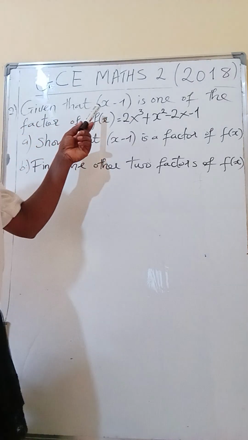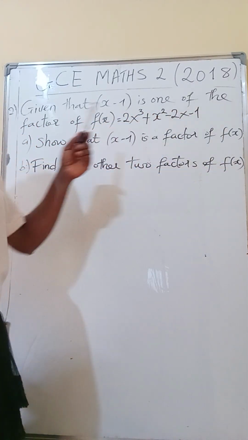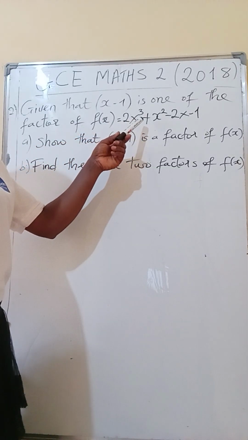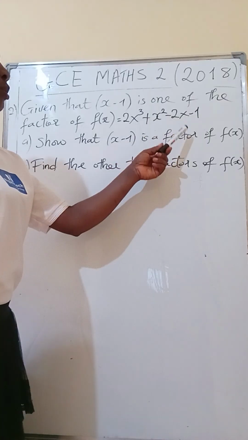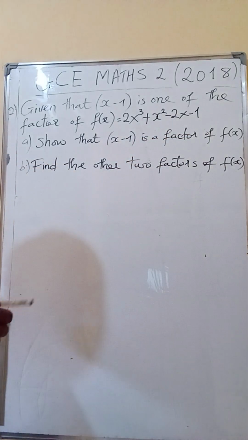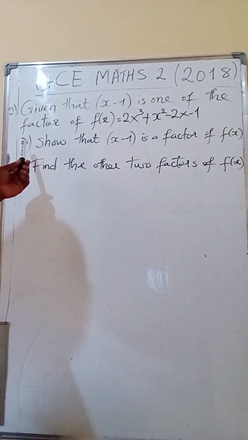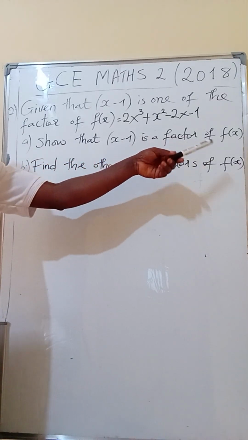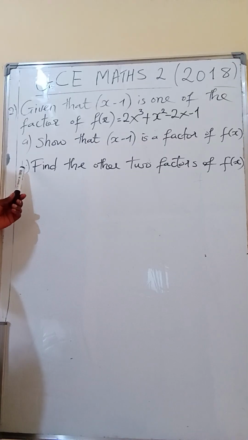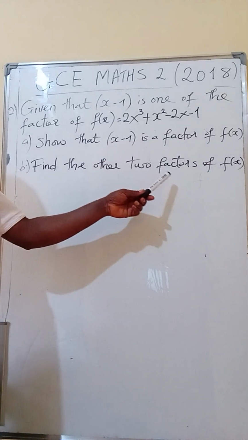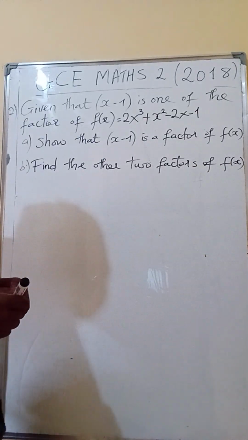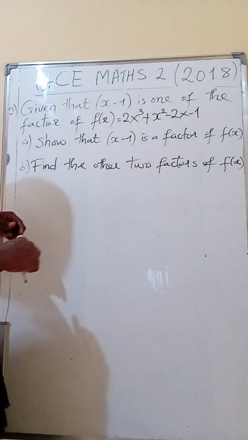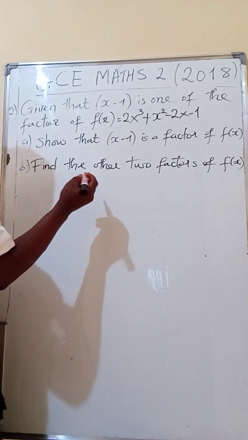Given that x minus 1 is one of the factors of f of x being 2x cubed plus x squared minus 2x minus 1, here being the constant. So A says, show that x minus 1 is a factor of f of x. B says, find the other two factors of f of x. Okay, so this is a function. So let's solve this together.